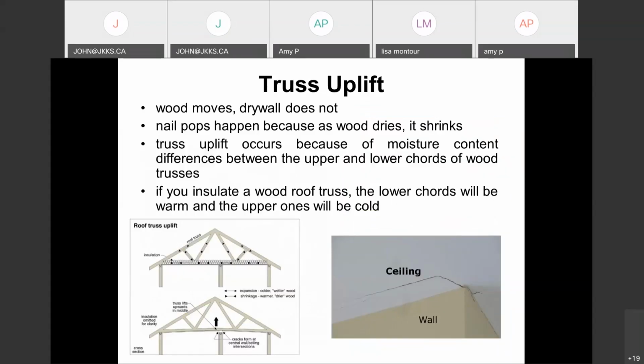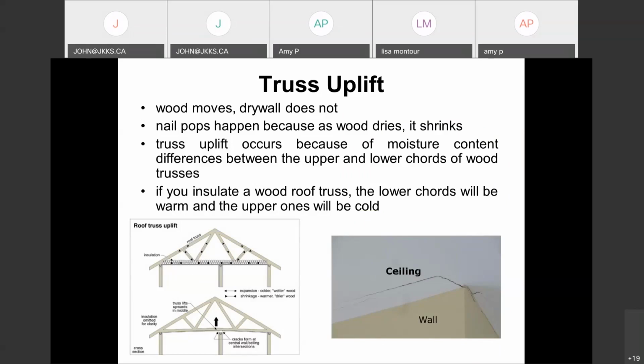Another thing I like to talk about and let people know, again part of building science, is truss uplift. Certainly there's a lot of different things we can think about with building science, but the next one I wanted to touch on is truss uplift. What is truss uplift? Let's put it this way: basically, wood moves, drywall does not.